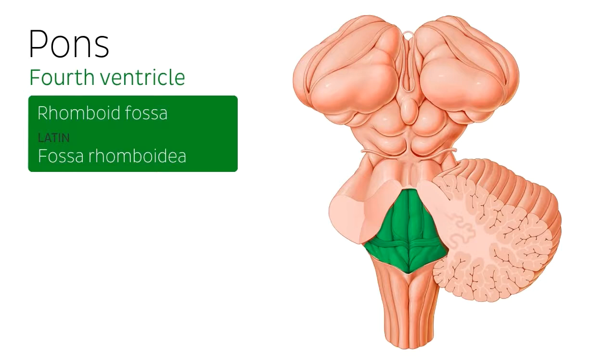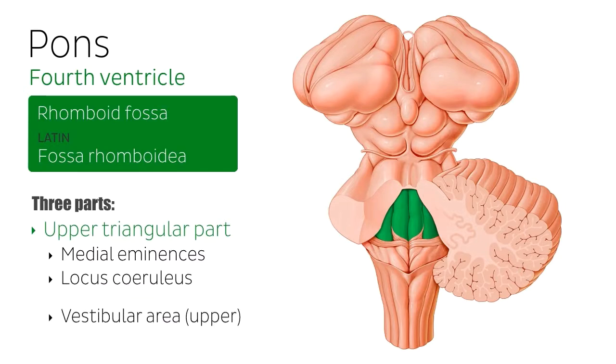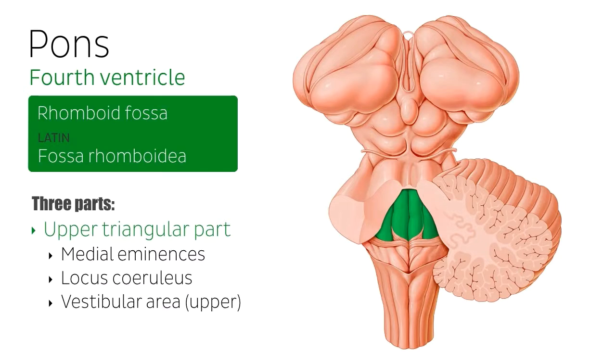So bearing that in mind, the three parts of the rhomboid fossa are the upper triangular part, which is made up of the posterior part of the pons, and the triangular part consists of the medial eminences, the locus ceruleus, and the upper portion of the vestibular area. The rhomboid fossa also has an intermediate part, which is marked on the surface by the medullary stria of the fourth ventricle, and which is highlighted here in green.